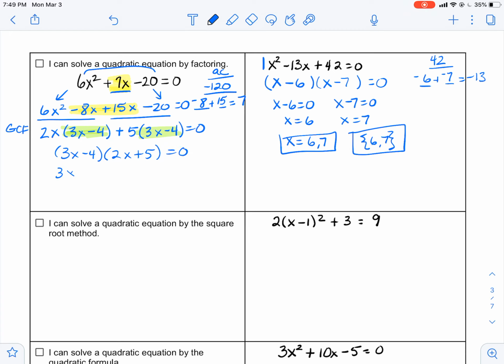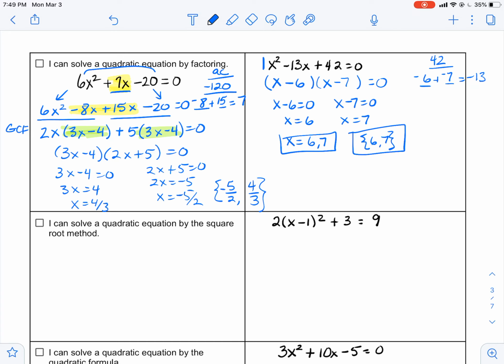Again, I'm going to go ahead and set both factors equal to 0. So x equals 4/3. I'm going to do the same thing over here. So x equals negative 5 halves. Usually we'll do the smallest one first, but it's not important if you don't. Now, do I expect you to do the AC method? No. If you like guessing and checking, then do that method.